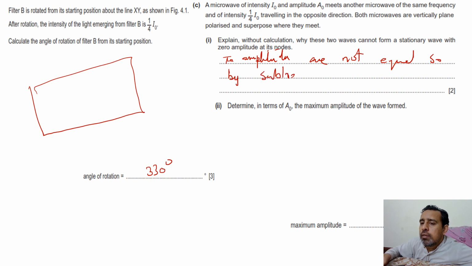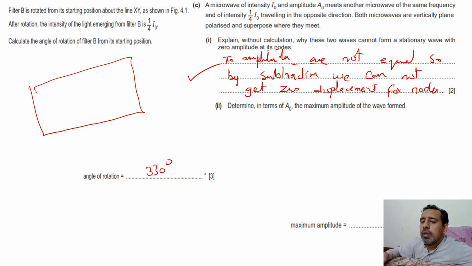by subtraction we cannot get zero displacement for nodes. For example, to describe this thing, if one of the amplitudes is say 4 centimeter and the other amplitude is say 3 centimeter, so by the subtraction of these two we cannot get zero. That's why there is no formation of the nodes.